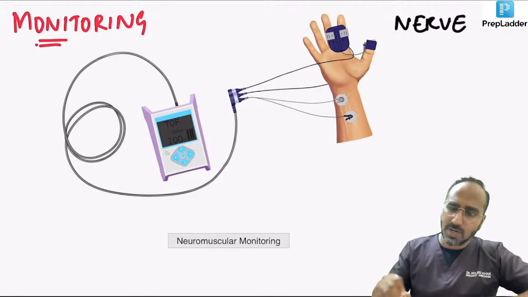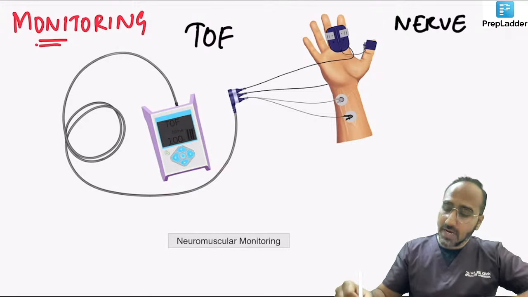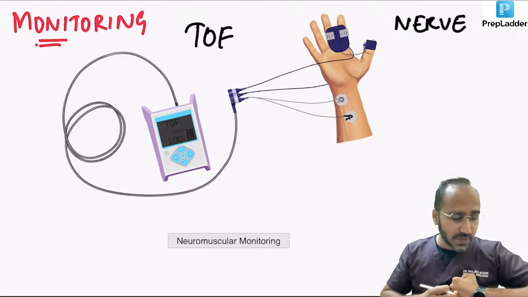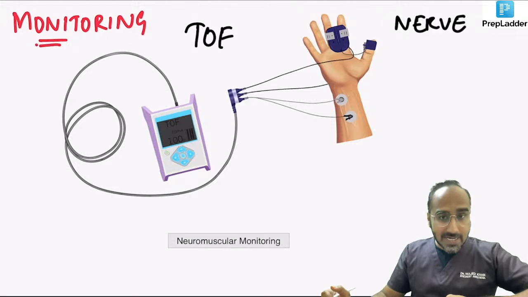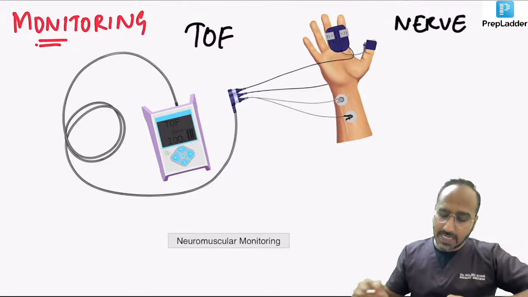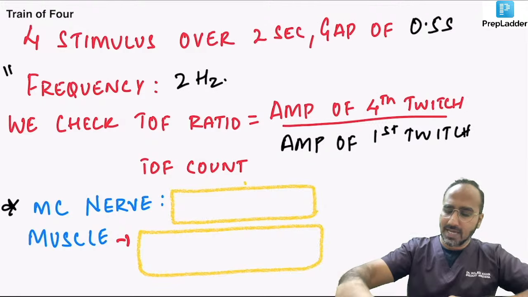First of all, what is this monitoring, guys? This is train of 4 monitoring. And what is the nerve that is being used? If the question is asking what is the nerve that is being used for train of 4 monitoring, it is the ulnar nerve, and the muscle that is used is adductor pollicis. Now, guys, remember train of 4 monitoring.